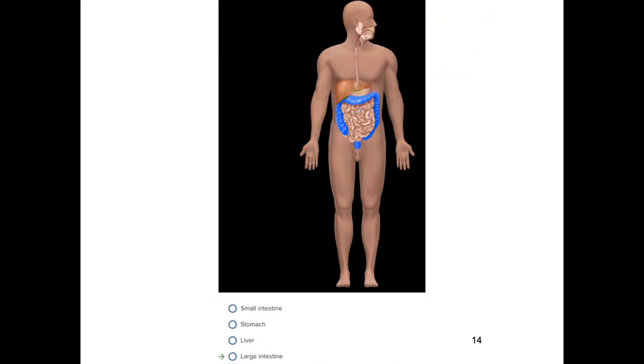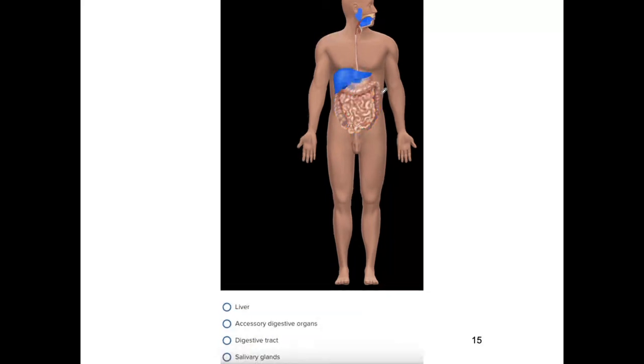Okay, before, they wanted to know what this was. This was the small intestine. And now what is the highlighted blue structure? Well, it's not the small intestine, it is the large intestine. And again, here's the liver, and the stomach is going to be somewhere right in there.